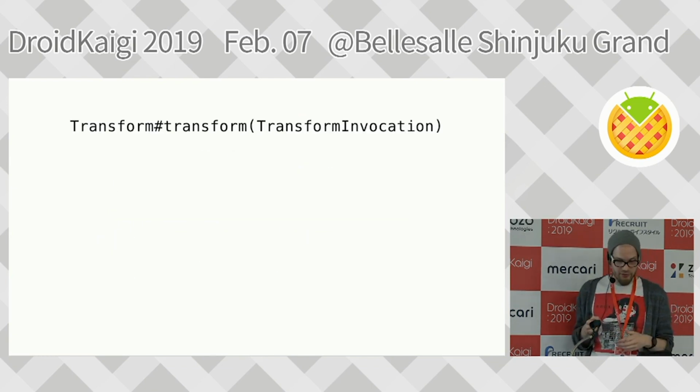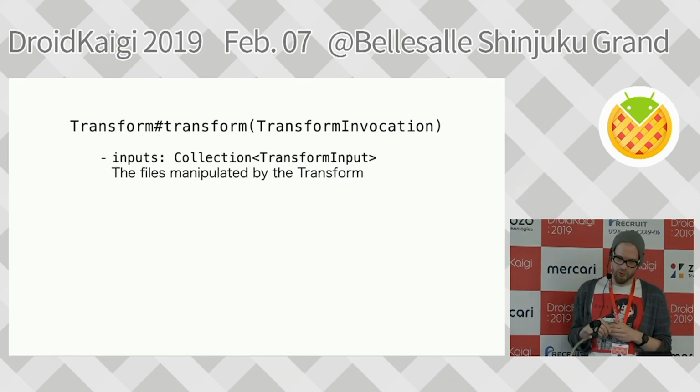And then lastly, the transform has a method, which is also called transform. It has one parameter, TransformInvocation. If any of you have ever written an annotation processor, this TransformInvocation is kind of similar to the processing environment. So it's just an accessor for different kinds of helpers that help you do your thing. The TransformInvocation gives you access to this, inputs. It's a list of folders where your input type content is.